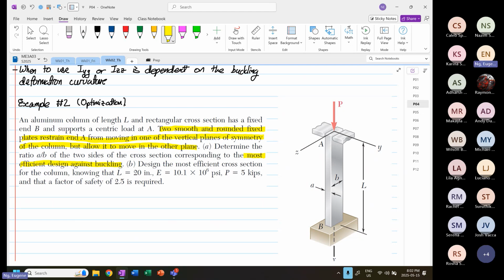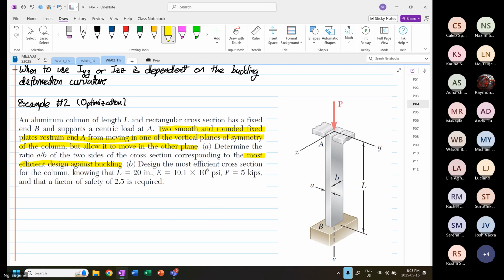Then the next part is we are going to put numbers in. Design the most efficient cross section of the column, knowing that the length is 20 inches. The Young's modulus is 10.1 times 10 to the power 6 psi. The load given is 5 kilopounds. And we are required to use a safety factor of 2.5. Okay, so that is what we are given.